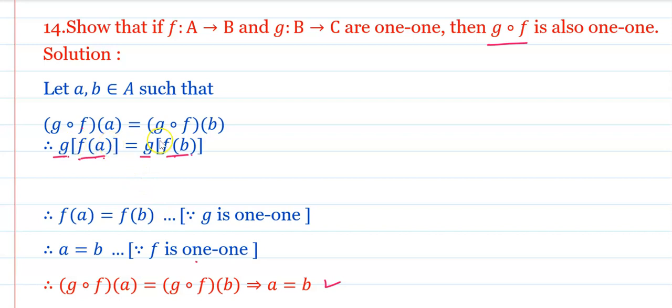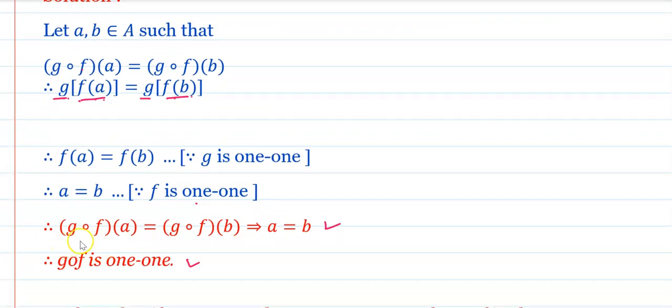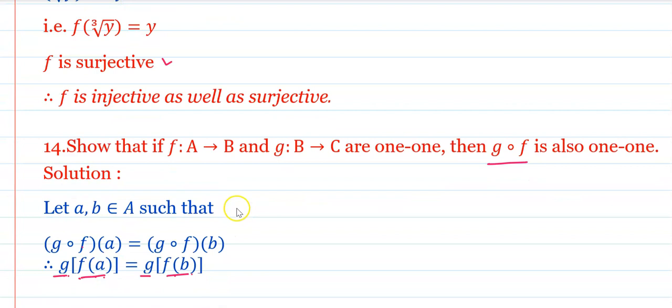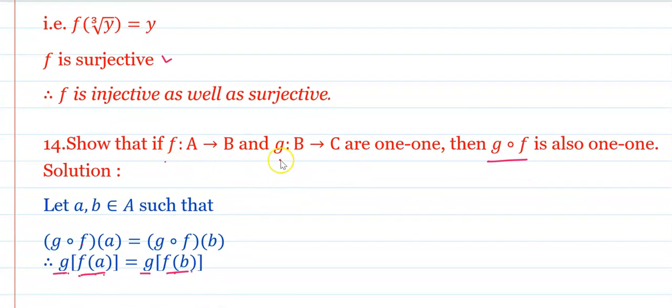Okay, so their images are the same. Means what? f of A is equal to f of B, as g is 1-1. Next, as f of A is equal to f of B, it's clear that A is equal to B. It seems f is 1-1. And hence g o f of A is equal to g o f of B. It implies that A is equal to B. What does this mean? g o f is 1-1. Let me repeat here: if f and g are 1-1, then g o f is also 1-1.